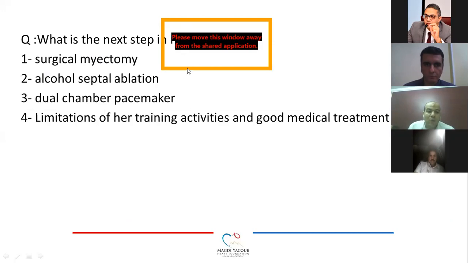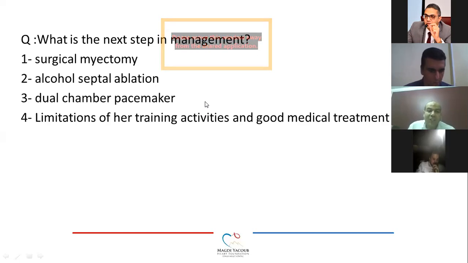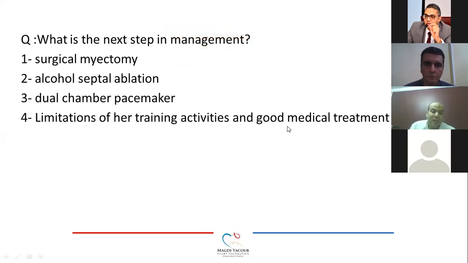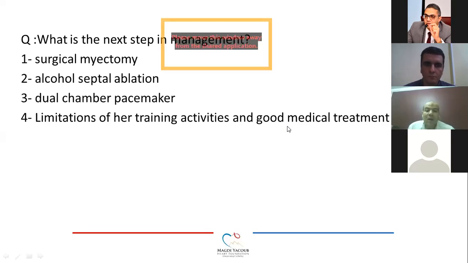From your point of view, what is the next step in the management of this patient? She is 19 years old, symptomatic, heart rate is 80, blood pressure 110/70. She's symptomatic. What is the next step? Is it surgical, a dual chamber pacemaker, or limiting her activities with good medical treatment in the form of beta blockers or calcium channel blockers? So please respond, chat and Facebook.